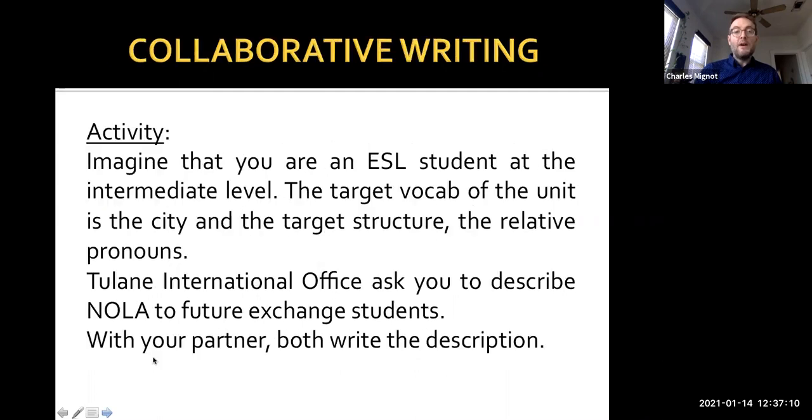All right, so now let's talk about what I think is the most efficient and the most important, which is collaborative writing. For this activity, I'm going to ask you to imagine that you're an English as a second language student at the intermediate level. You have to do an exercise as part of a unit, and the target vocab of the unit is the city, and the target structures are the relative pronouns. Here is a topic. Tulane International Office asks you to describe NOLA to future exchange students. With your partner, both write the description.